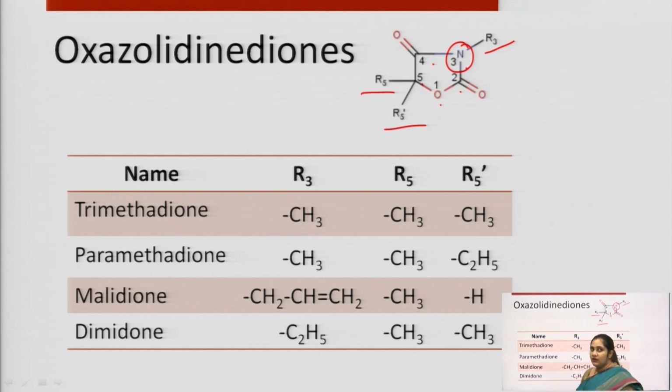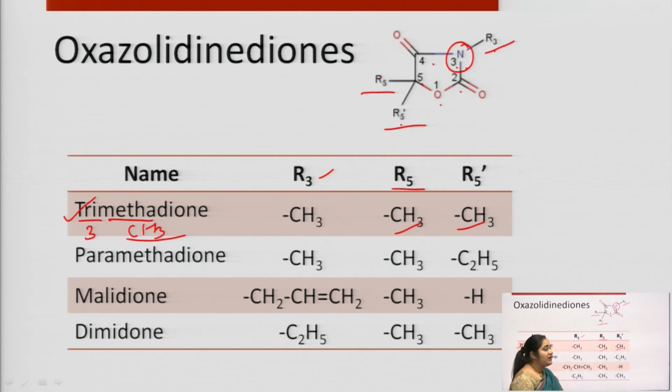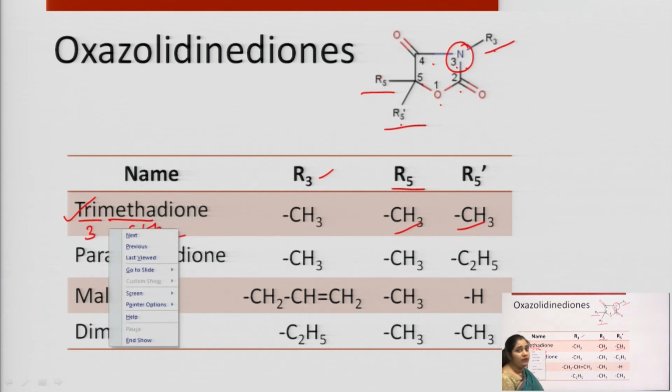So, let us begin with trimethadione. In the case of trimethadione, as the name suggests, tri means 3, methyl. So, we have 3 options of substitution and all are substituted with a methyl group. When we substitute R3, this nitrogen, with the methyl group, and these two R5 with methyl groups, what we find is trimethadione.